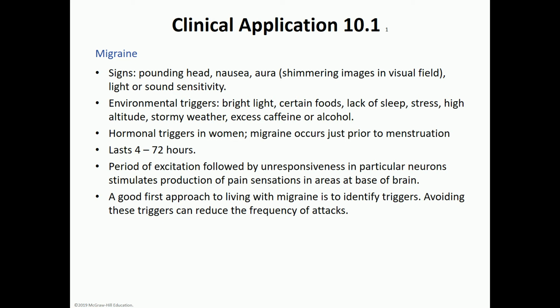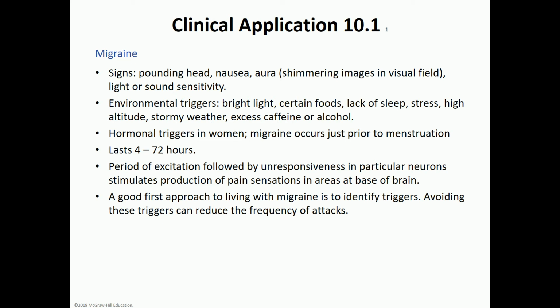Sometimes it is associated with some nausea, even vomiting in severe cases. There is an aura sometimes where there are images that are seen on the peripheries in the visual field. Sometimes there is light or sound sensitivity where during the migraine attack, the patient would need to be in a darker room with minimal light and minimal sound.